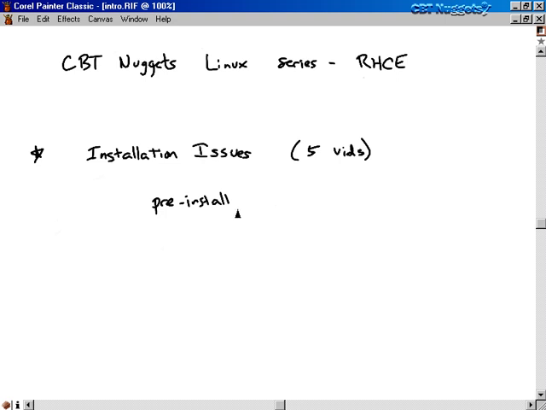Then we move on and we talk about partitioning. We go over the tools that you need to partition your disks, things like fdisk and Disk Druid. These are 2 useful tools that you should know about for partitioning your disks. Then we talk about a very cool tool that Red Hat has for automating the installation process, called Kickstart. Then we talk about some advanced installation issues.